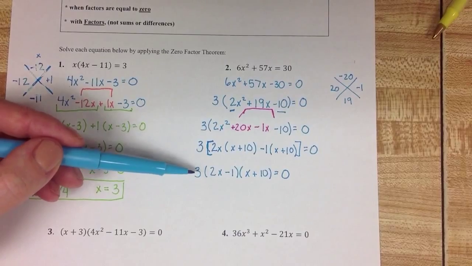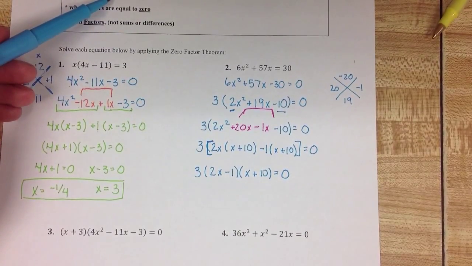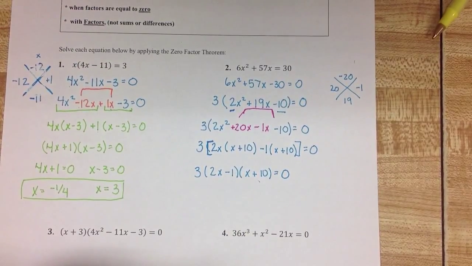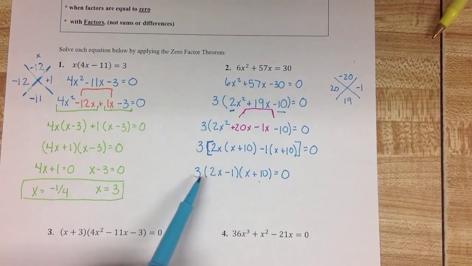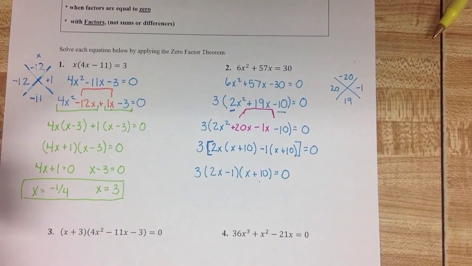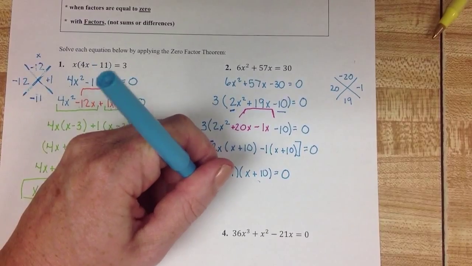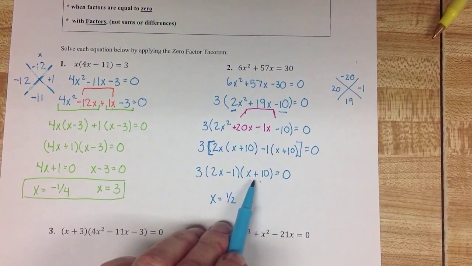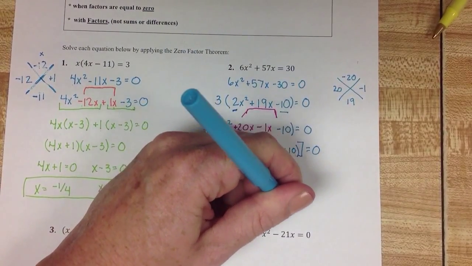Well, there is no way to get that 3 to be a 0. So in order for the zero factor theorem to work, one of these two terms are the things that are going to have to turn into a 0. So this one, degree 2, even though it's got 3 factors, is only going to have 2 answers because my x was only to a power of 2. So when I solve the 2x minus 1 for x, I get x equals 1/2. And the x plus 10 for x, I get x equals negative 10.